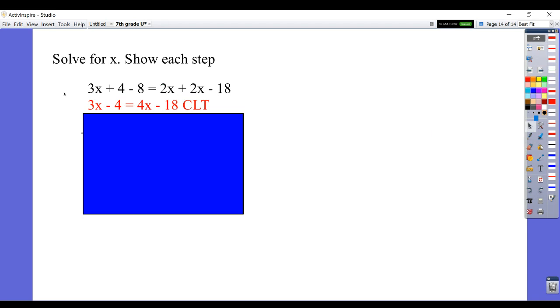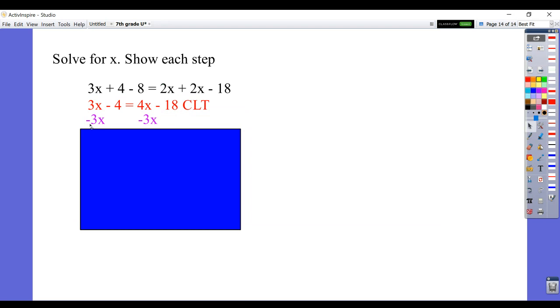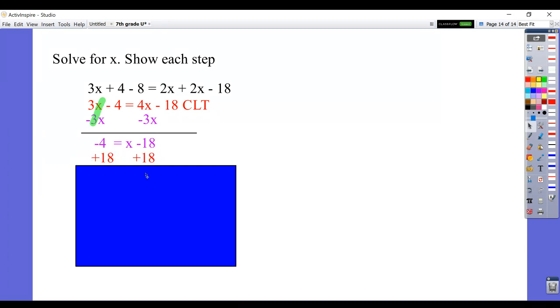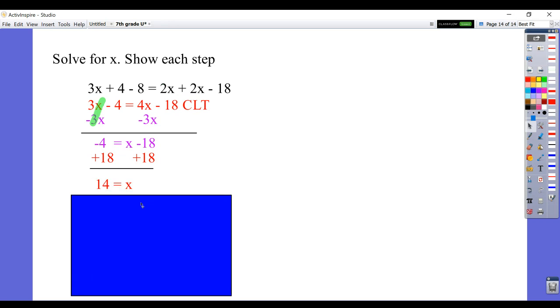Then remember, our goal is to get the x terms on one side, the number terms on the other. So we could subtract 3x from both sides. When we do that, this will zero out. So we'll get a -4. Remember to bring it down as a -4 because subtracting 4 and adding a -4 are the same thing. So we need to bring that down that way. The equal sign, the 4x minus 3x gives us x, and the minus 18 comes down. Then we would add 18 to both sides, and so we get x equal to 14.